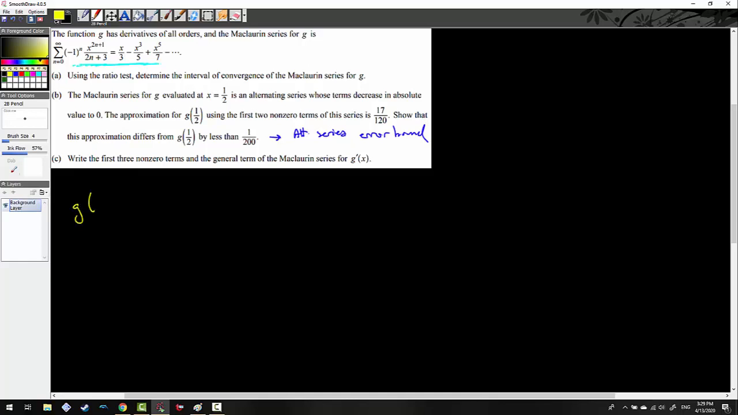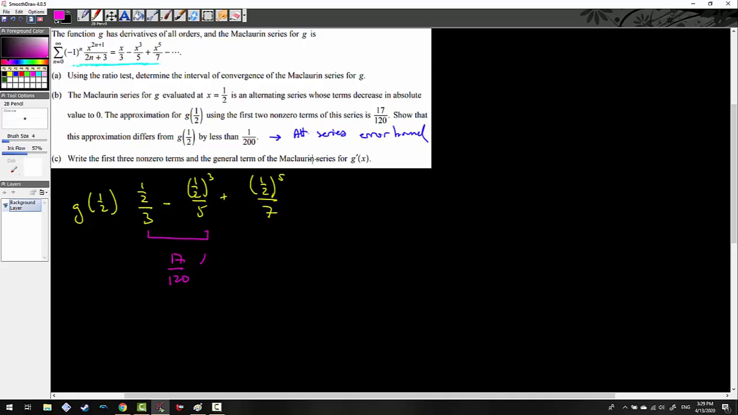Well, G of 1/2, and I'll only do the first few terms here. Instead of x over 3, it'll become 1/2 over 3. And instead of x cubed over 5, it'll become 1/2 cubed over 5. And then plus 1/2 to the 5th over 7. Now, they're telling me that the approximation using the first two non-zero terms is 17 over 120. So what does that mean? That means that these two guys added together become 17 over 120. That's what they're telling us. They told us that, we know that.